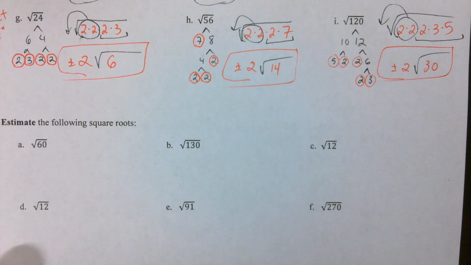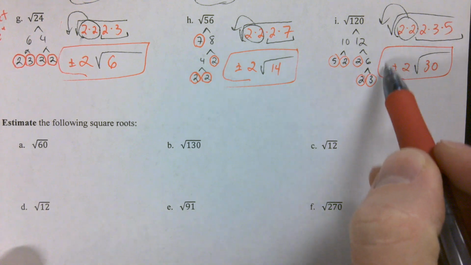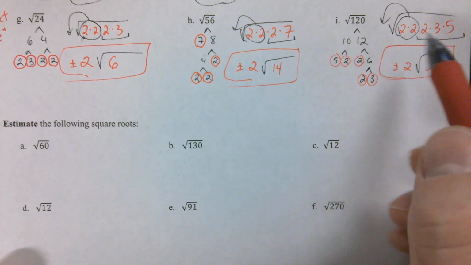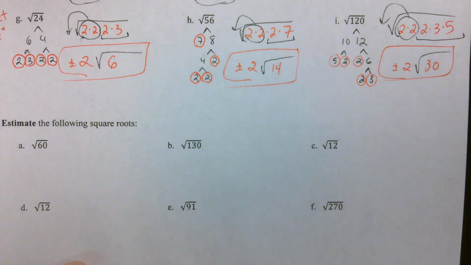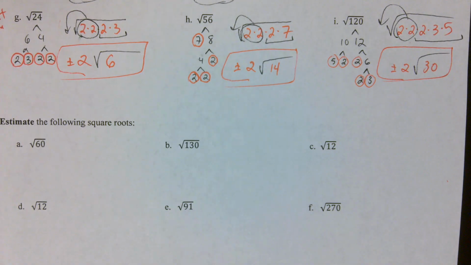Michaela, go ahead. So we get plus or minus 2 in the front from my pair. All my leftover numbers get mashed back together to give me 30. You're welcome.